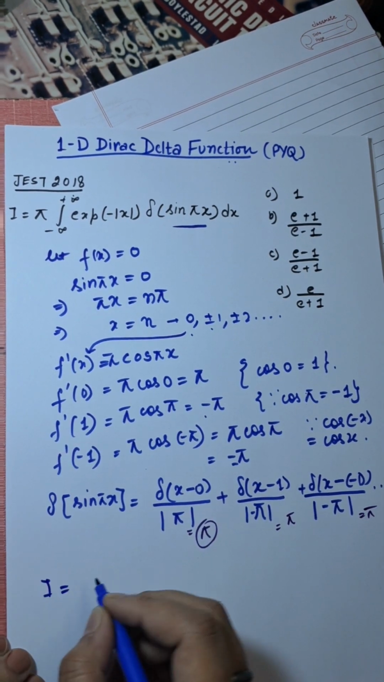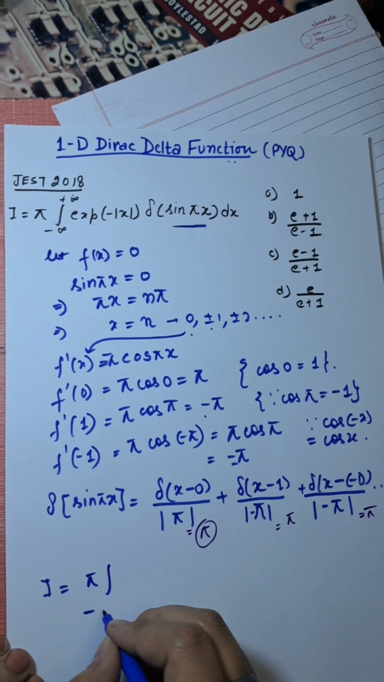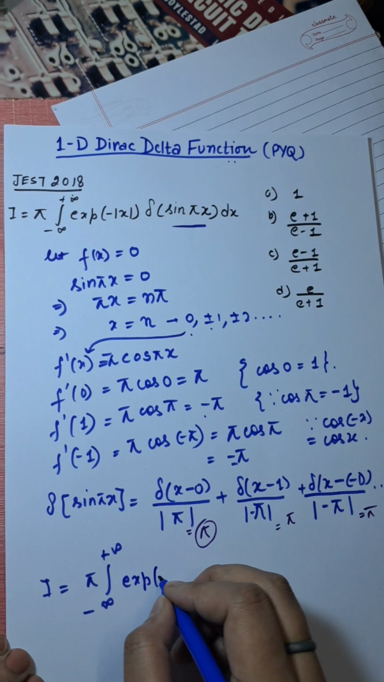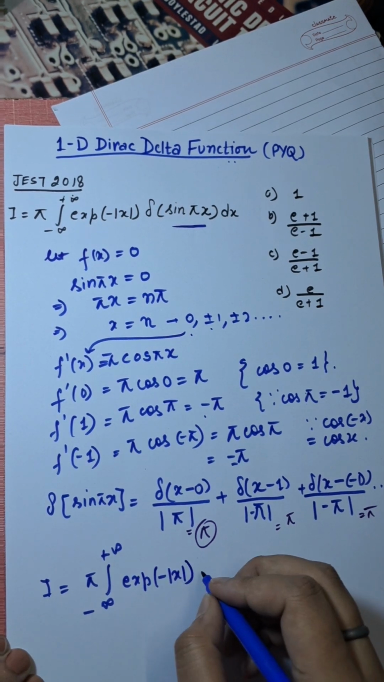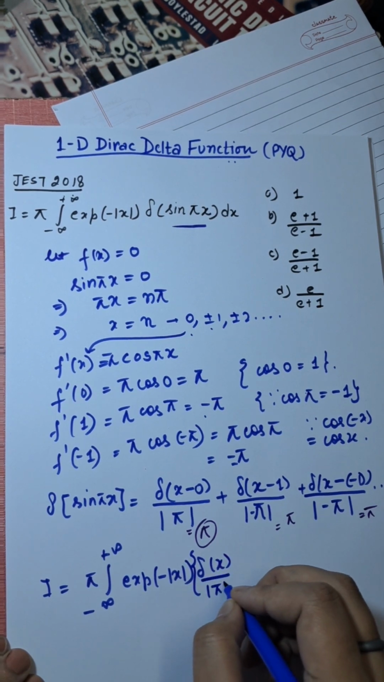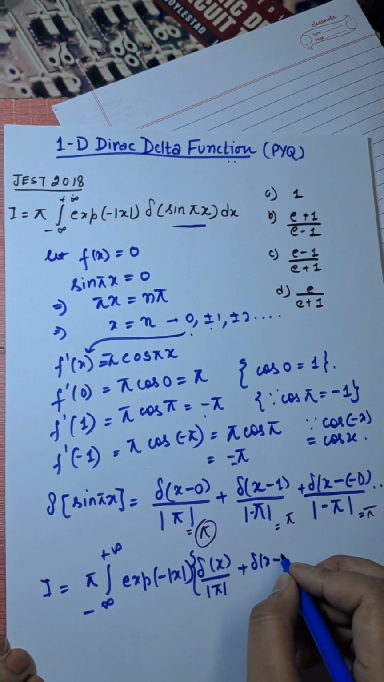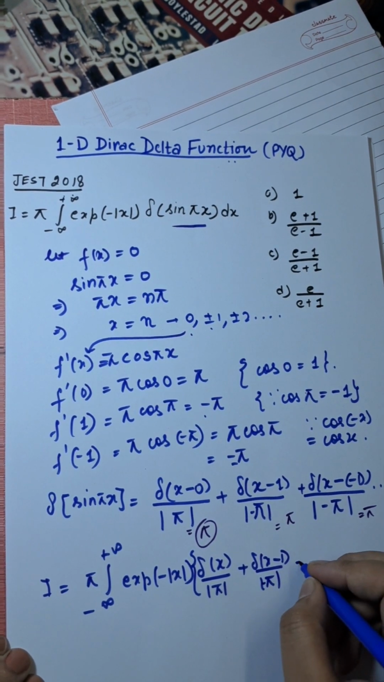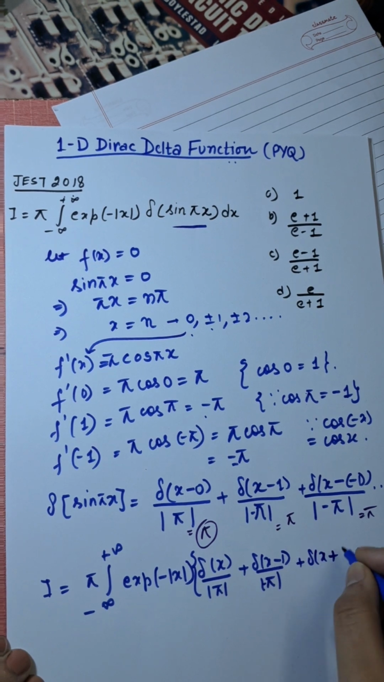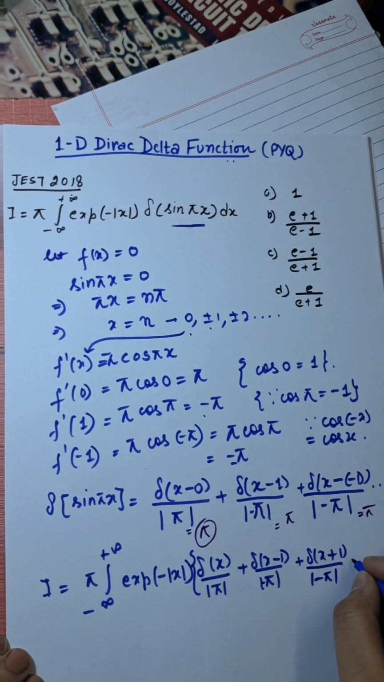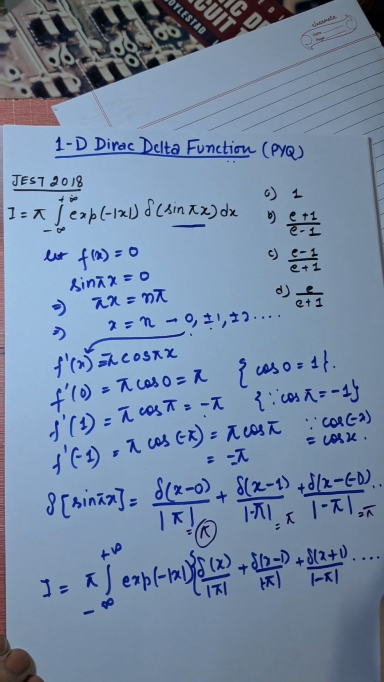So I equals integral from minus infinity to plus infinity of e to the power minus |x| times delta(x) upon pi plus delta(x minus 1) upon pi plus delta(x plus 1) upon pi, and so on, dx.